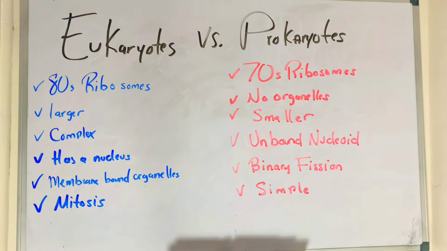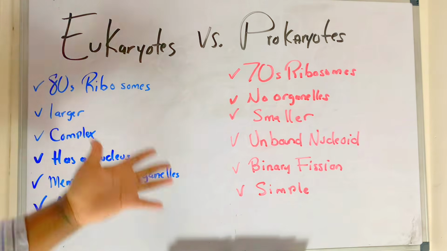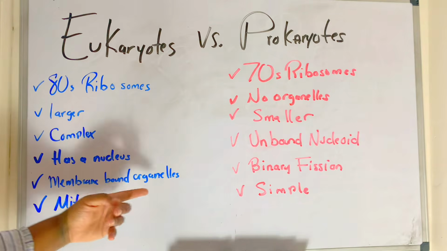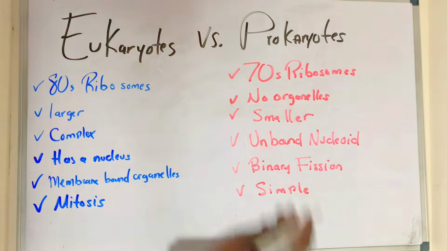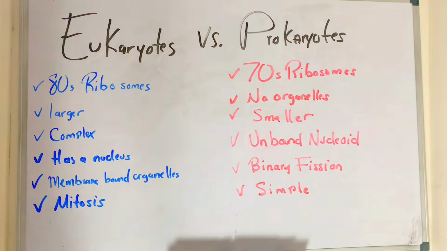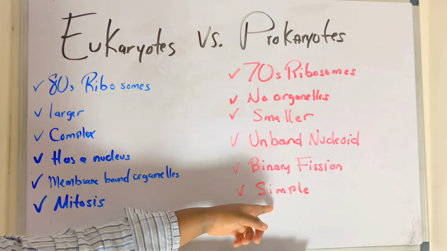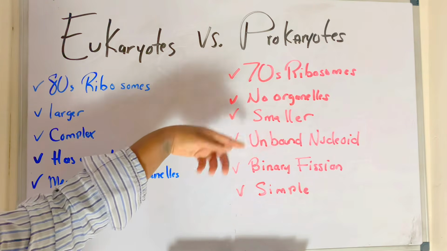Well, eukaryotic cells are like us humans. Their ribosomes are 80S, and they're much larger than prokaryotes. And they're complex, they have a nucleus, they have membrane-bound organelles, like the mitochondria, Golgi apparatus, things like that. And then they do mitosis. And prokaryotes, they don't do that. They do a process called binary fission. And they're simple, they don't have organelles, they're much smaller, and their ribosomes are 70S.